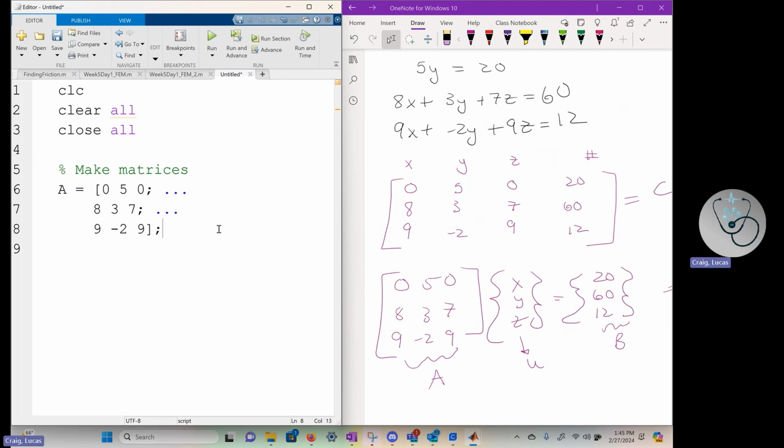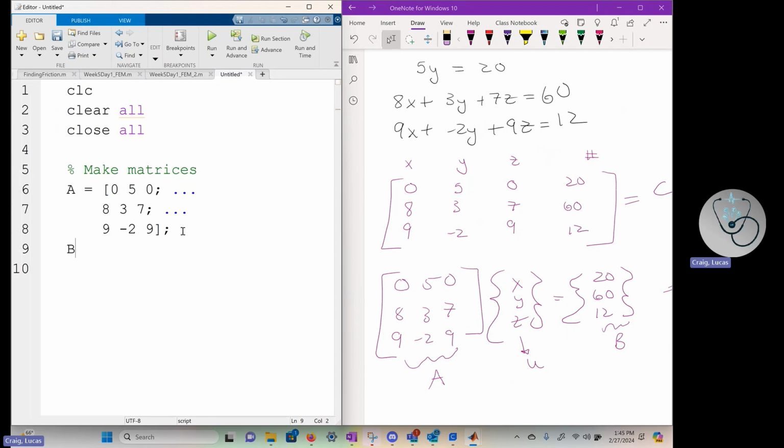You could also write this in one line too. I like to put the dots because it makes my eyes better. B would be what? 20, semicolon, 60, semicolon, 12. And then C is, maybe I'll do this one, 0, 5, 0, 20. Then it's 8, 3, 7, 60. And then 9, -2, 9, 12.